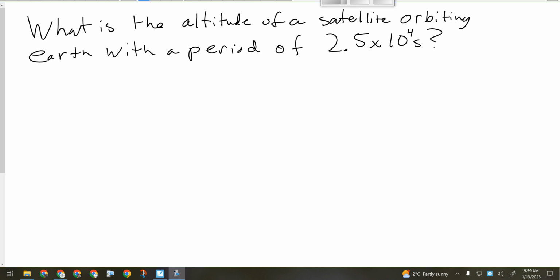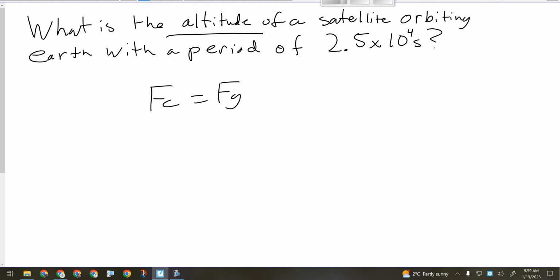So we're looking for altitude, which is not radius. Remember, we have to subtract the radius of the Earth in order to get altitude. So we are going to set this up as a satellite motion question. FC is going to equal FG. We're going to have to use the orbital period.